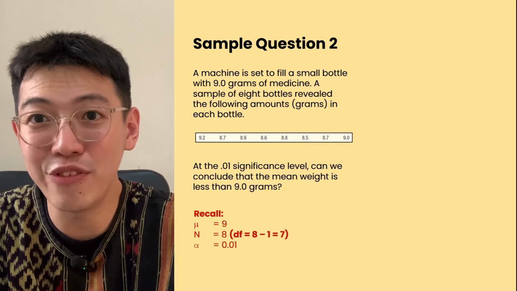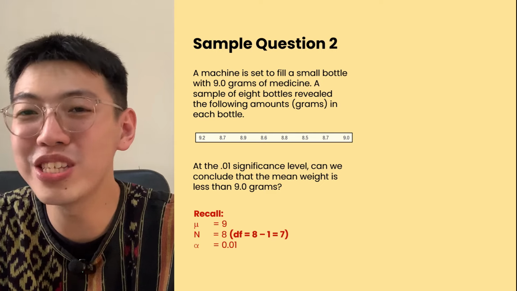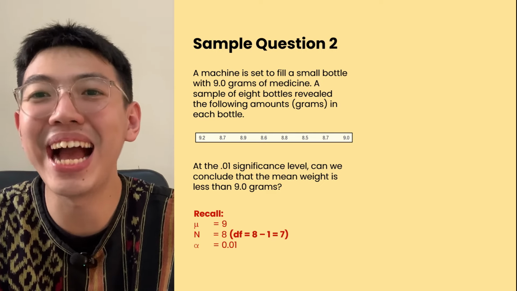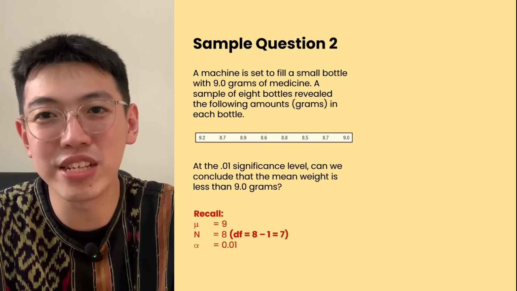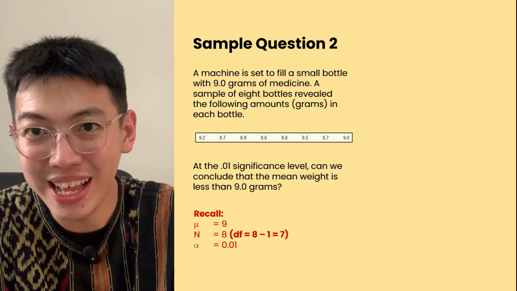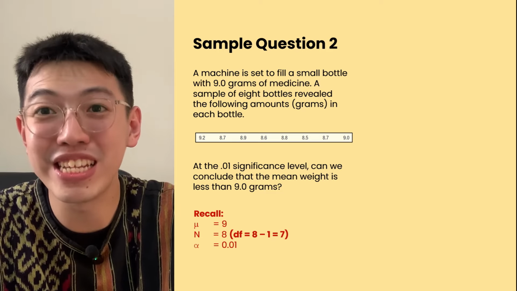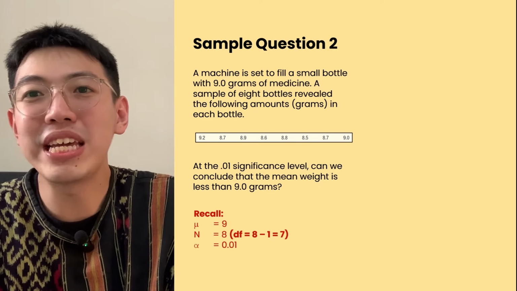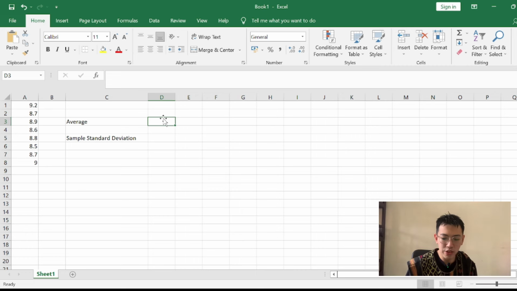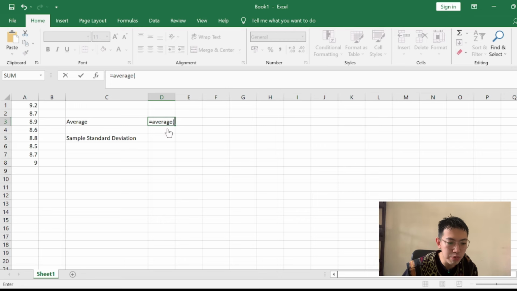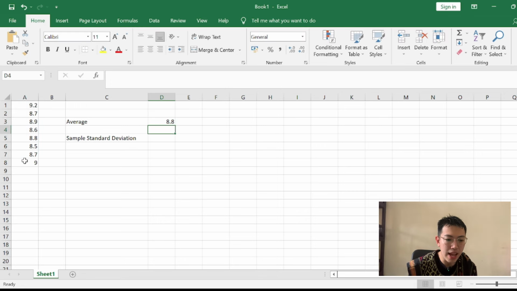The data is given, and since we will use the t-test, we have to find the x bar and s. X bar is the average or the mean of the sample, and s is the sample standard deviation. To make it easier, we can find it using Microsoft Excel. To calculate the average, we just use the average function. So equals average, and we input the data, enter. And we found that the average is 8.8.